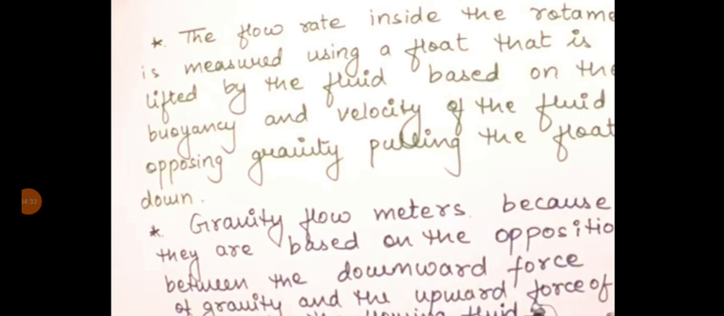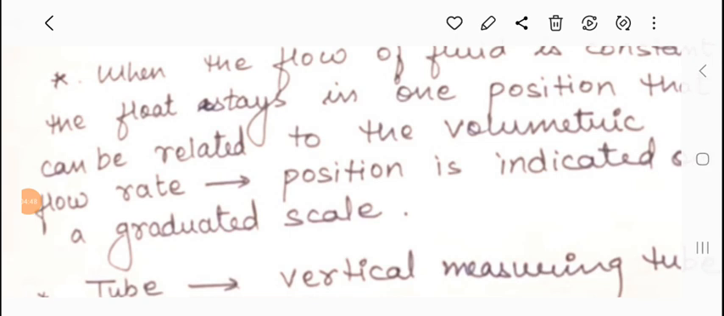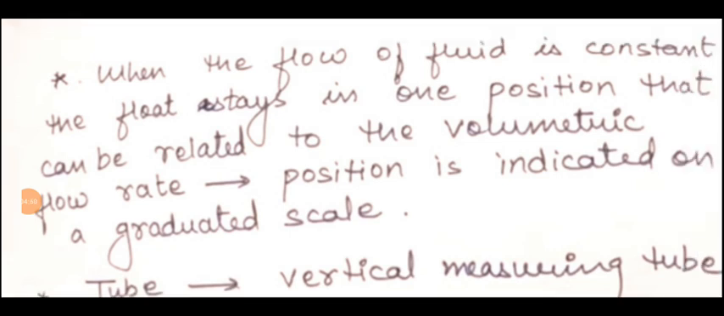So when two forces are acting, and the fluid flow is constant, the float stays in one position. We will observe that later. When the flow of the fluid is constant, the float stays in one position. That means the equilibrium position.